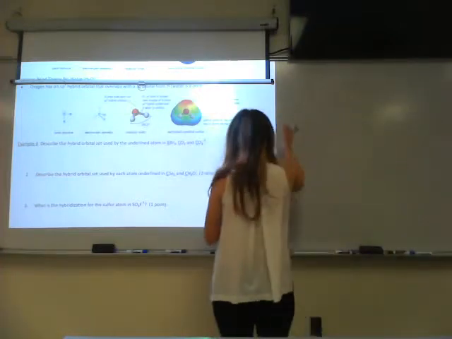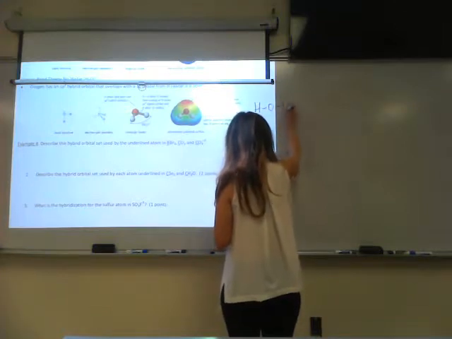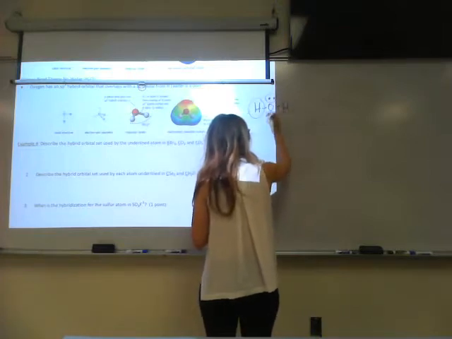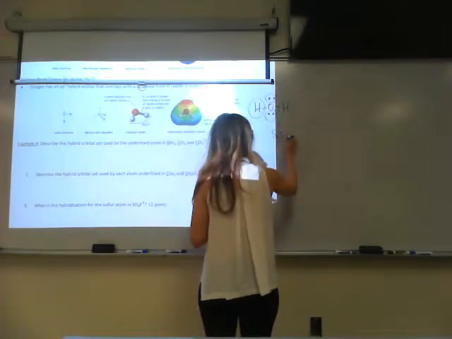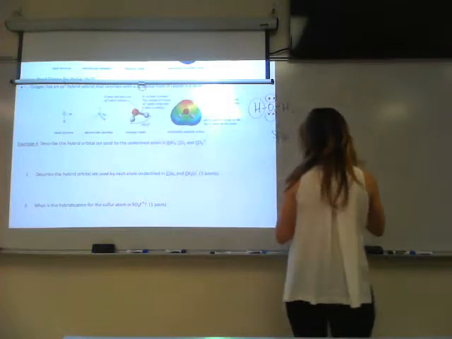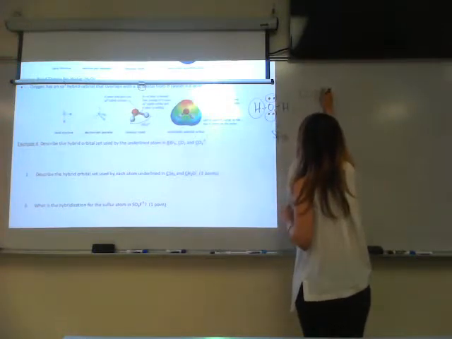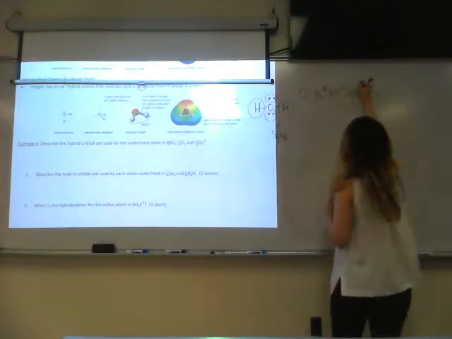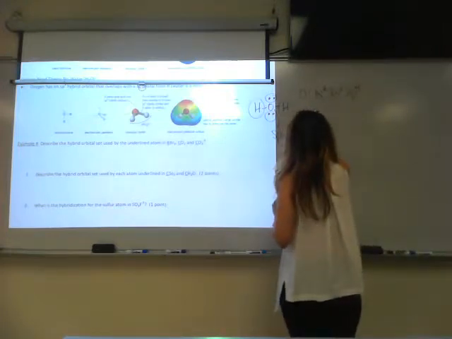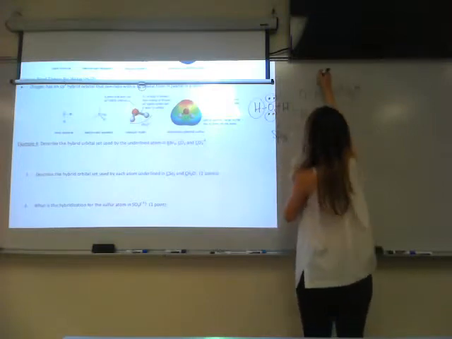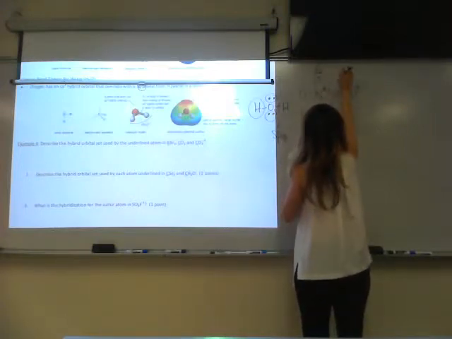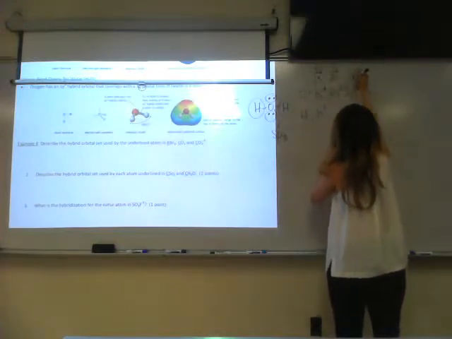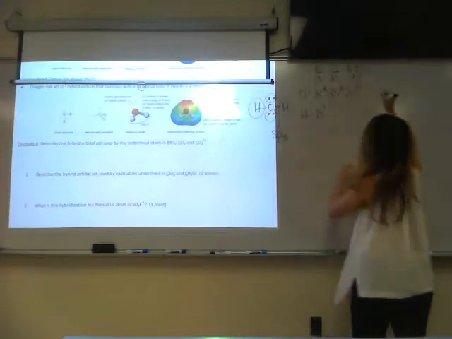Okay, for water it looks like this: s, p1, p2, p3. Hybridization for oxygen is sp3. Oxygen has an electron configuration of 1s2, 2s2, 2p4. Hydrogen is 1s1. So I have 2 electrons in 1s, 2 electrons in 2s for oxygen, and then in 2p I have 1, 2, 3, 4 electrons, right?